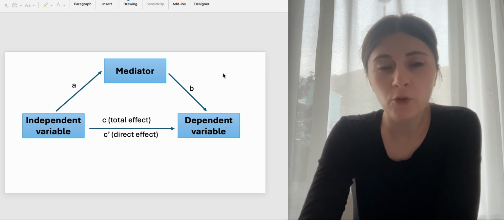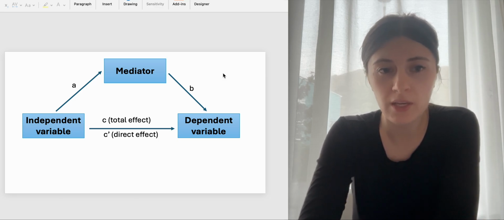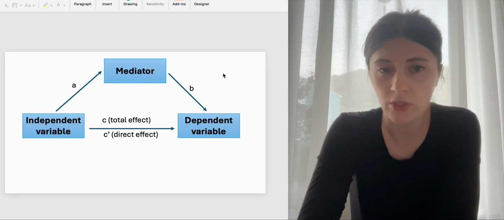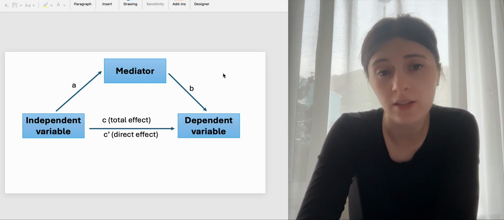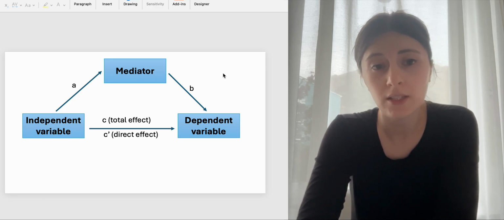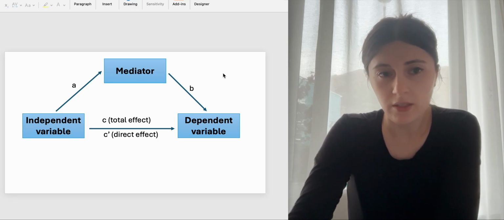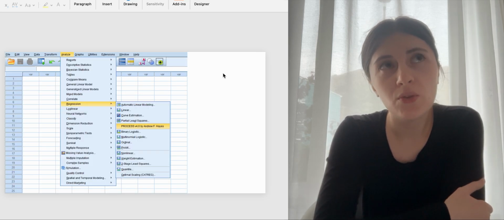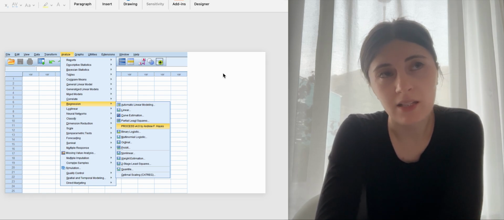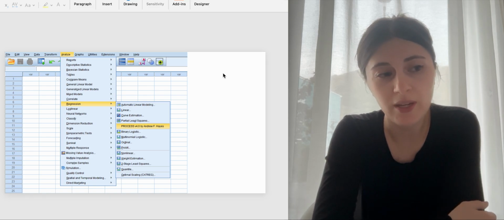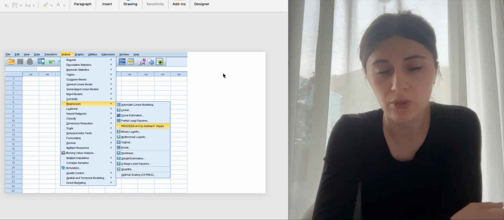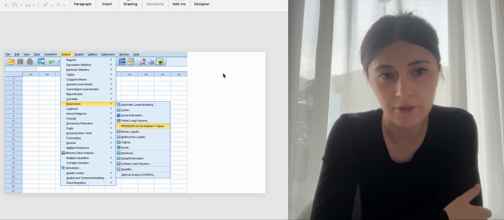But we are mostly focused on paths A and B because they compose the indirect effect we are so interested in. Because if it's significant, then we can conclude we have a statistically significant mediation. How can we do that? Well, there are different statistical test procedures to do that, but we're going to focus on bootstrapping because it's one of the best procedures we currently have.